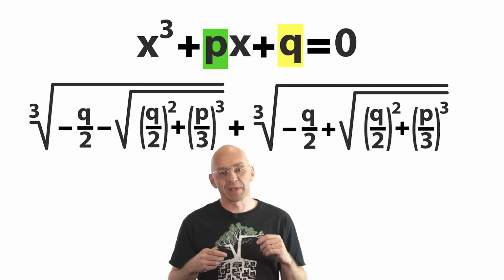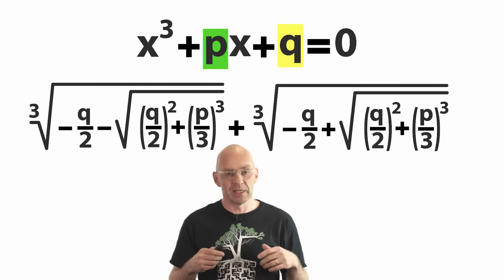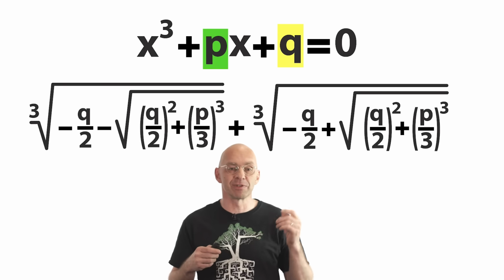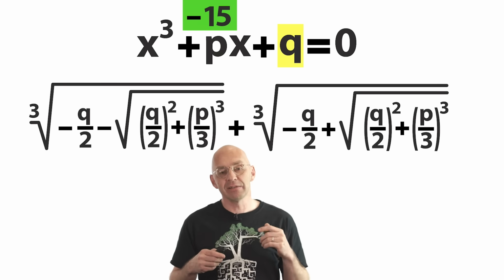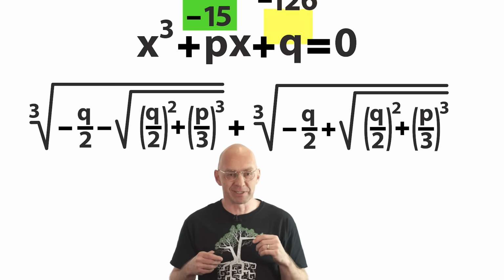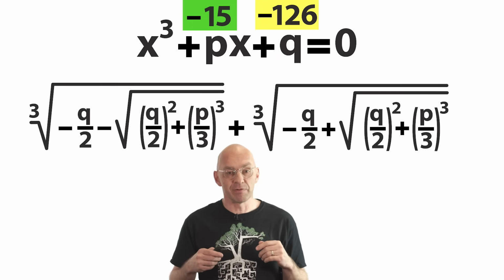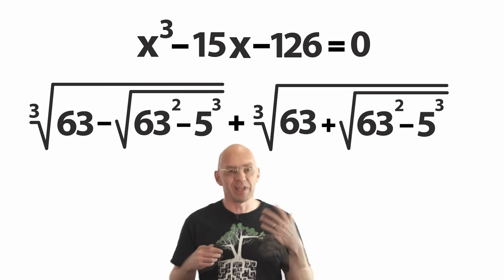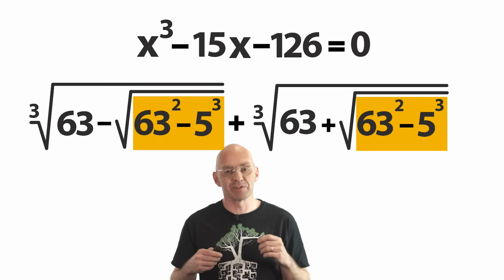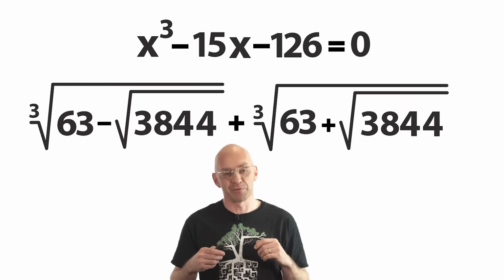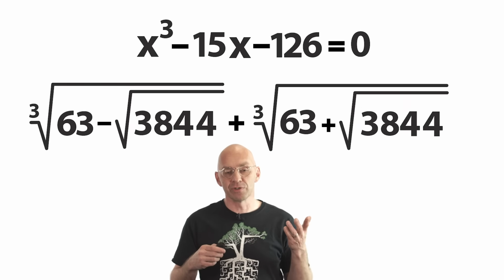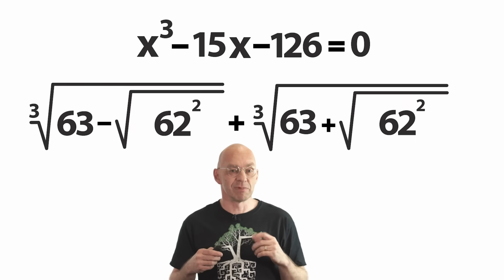Okay, let's do a quick example to see how it all works. Let's choose, well, let's see, p is equal to minus 15 and q is equal to minus 126. Sub these numbers everywhere and we get this. The number under the square root sign pans out to be 3844, which happens to be equal to 62 squared. Lucky, huh?